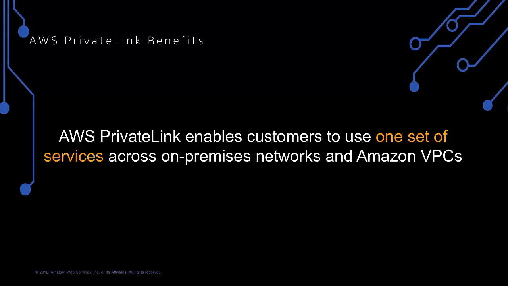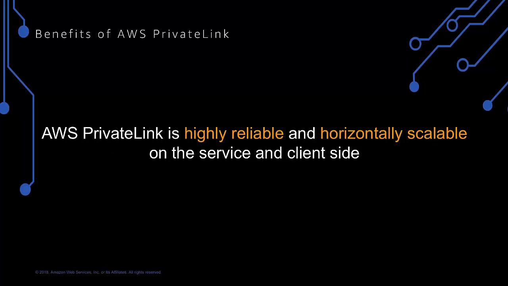So essentially, if we break this down to the benefits, it allows customers to use one set of services. Rather than having to repeat your service out per VPC, or create multiple environments, or deal with the VPC peering scaling requirements, PrivateLink allows you to keep one set of services and expose it out to many places at once. It just makes your service look like it's someplace it's not. It's highly reliable and horizontally scalable.